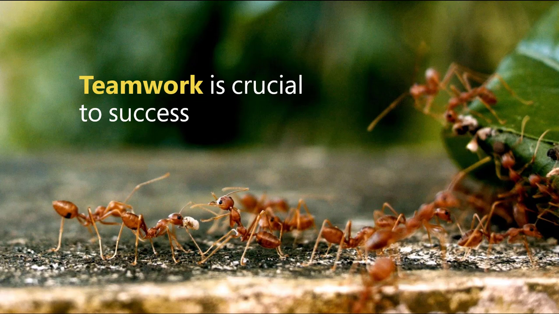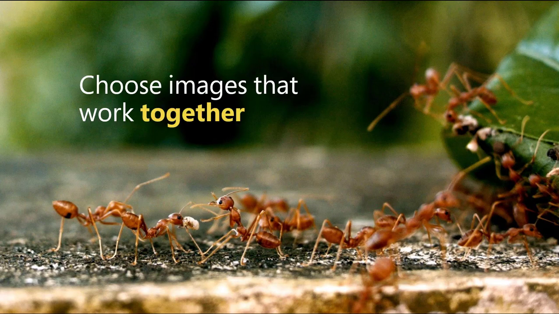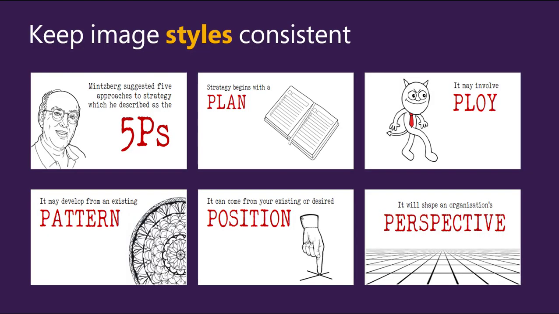And, whilst you're looking at an image that represents working together, if possible, you should choose images that work together. So here are 6 slides from a business presentation about Mintzberg's theory of 5 Ps of strategic thinking. See how the images have been chosen to work together, all using black and white line drawings.